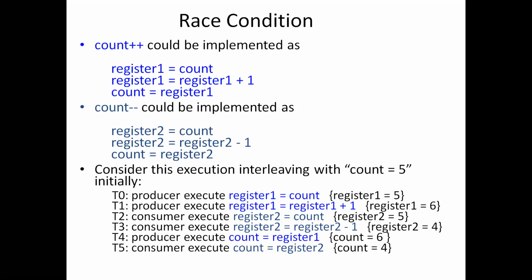Initially the count of the buffer is 5. The producer produced an item and the consumer consumed an item. After the producer produced an item, the count became 6, and after the consumer consumed an item, the count became 5 again. So the count should be 5. The total number of items in the buffer should be 5, but the producer code is showing the count is 6 and the consumer code is showing the count is 4. So this causes data inconsistency.